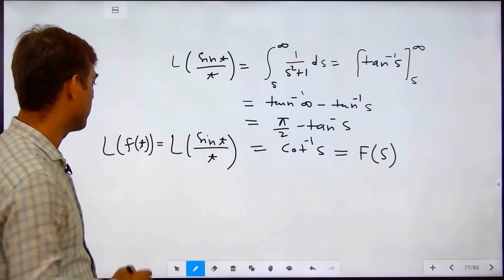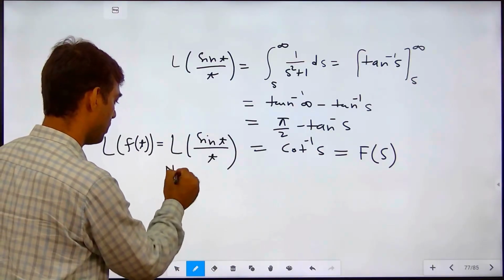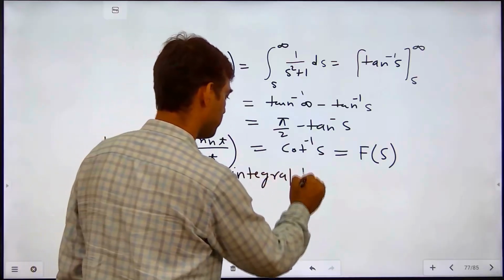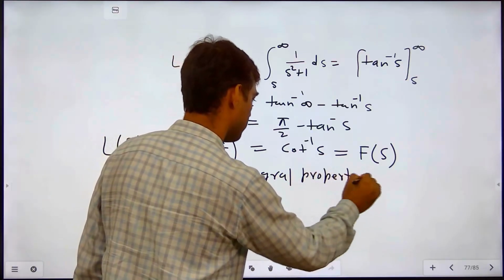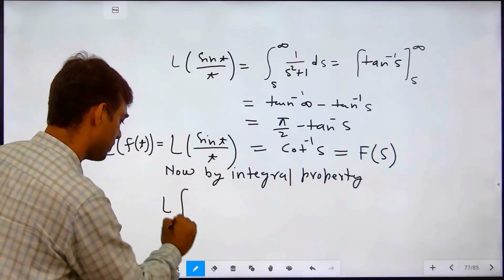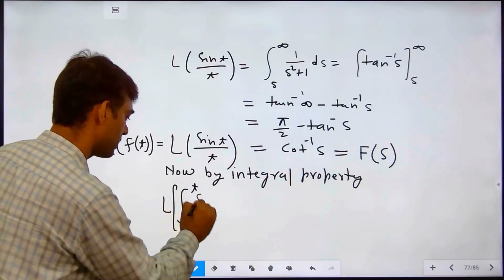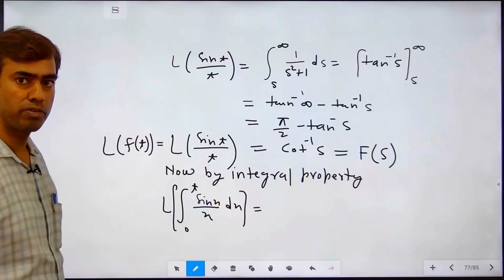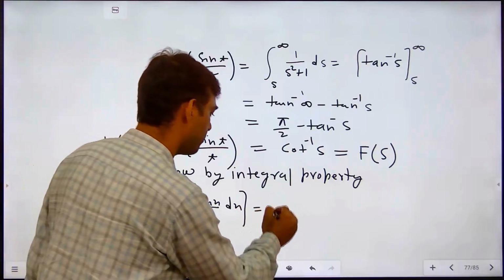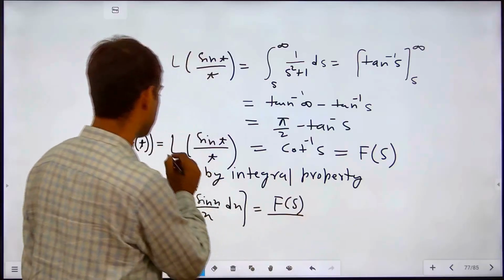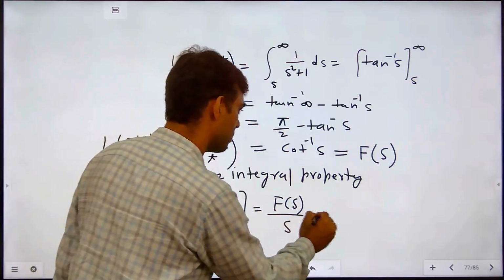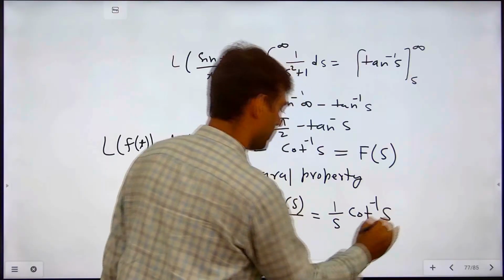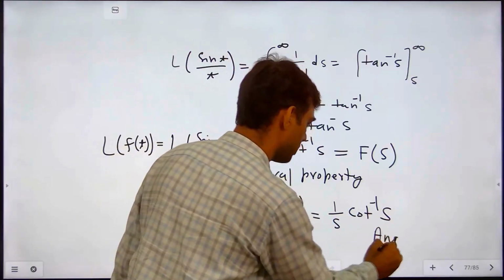Now, again using the integral property, the Laplace transform of the integral from 0 to t of sin x upon x dx equals F(s) upon s, where F(s) is the Laplace transform of f(t). So, this becomes 1 upon s cot inverse s. This is the answer to the second problem.